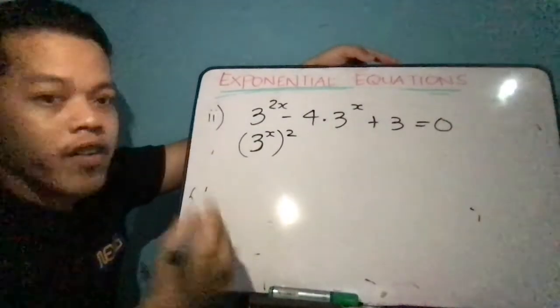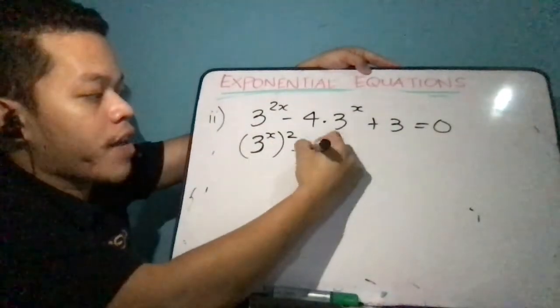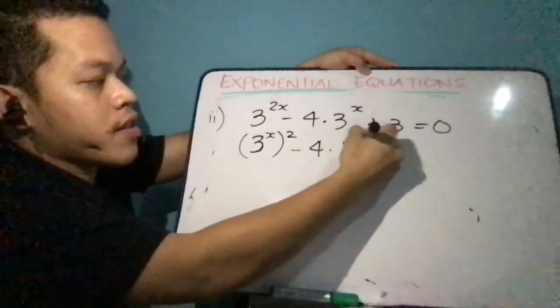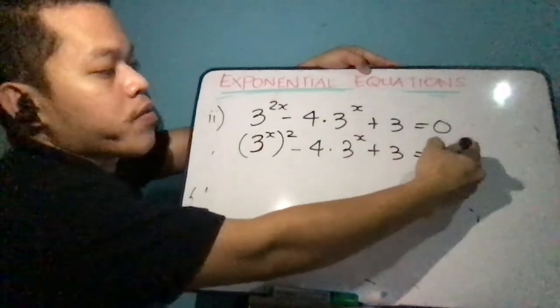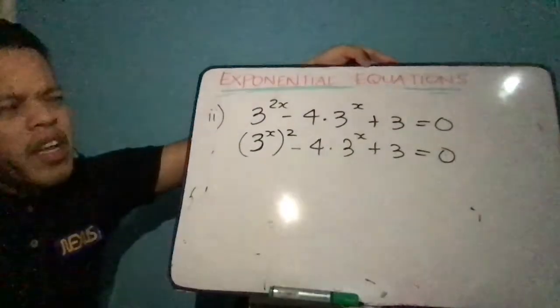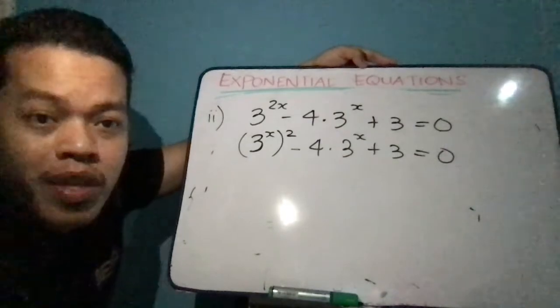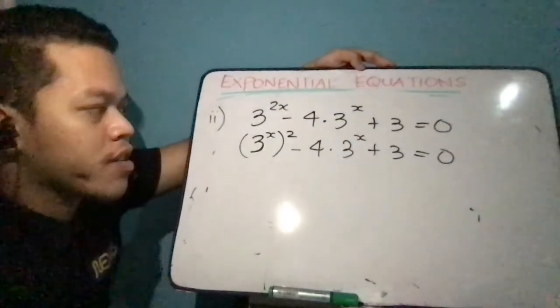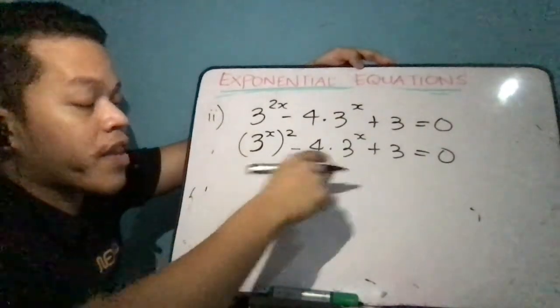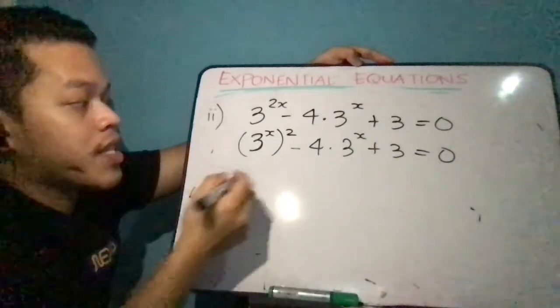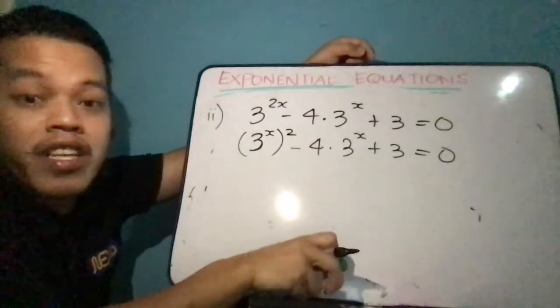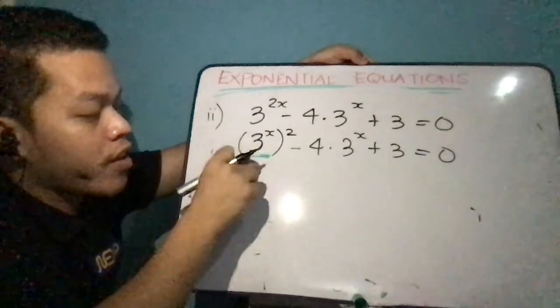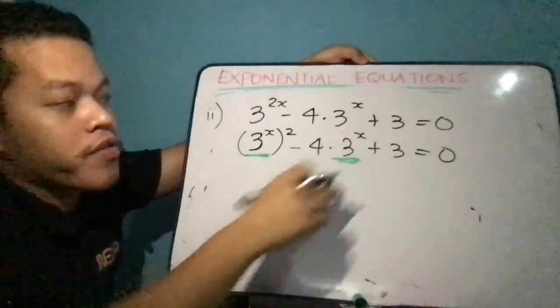Okay, or vice versa. Now we can have 4 times 3 to the x plus 3 equal to 0. But this will not make any difference with the original. Okay, because you still have 3 here, you still have 4 and 3 here. But the beauty of this one is that you can actually see a common term or a common expression. And the common expression is 3 to the x.